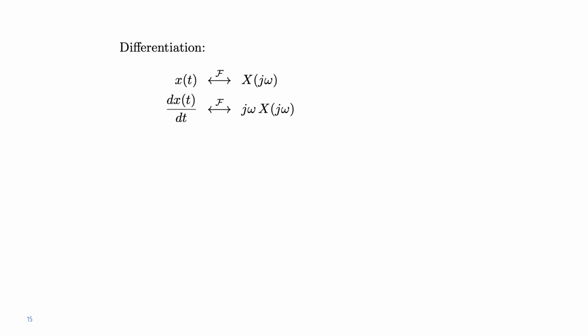Let's move on to the next property, which is extremely important, and it's the property of differentiation. So this concerns the derivatives of a signal. You have a signal x of t with Fourier transform x of j omega as usual. And now what happens if I consider the derivative of x of t? So dx of t in dt. Well, the Fourier transform of that is simply j omega x of j omega, meaning the Fourier transform of the original signal before differentiation simply multiplied by j omega.